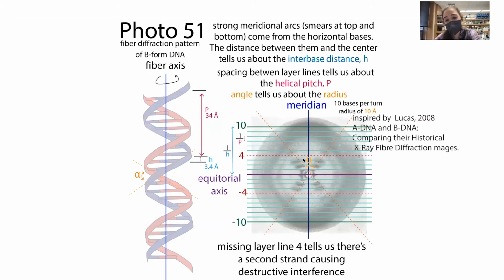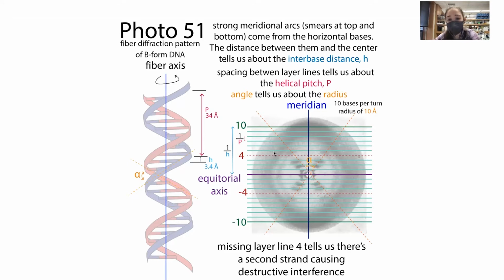But the basic idea is that you figure out that this radius is going to be a nanometer. And so now you have all of this information about the geometry of this helix.